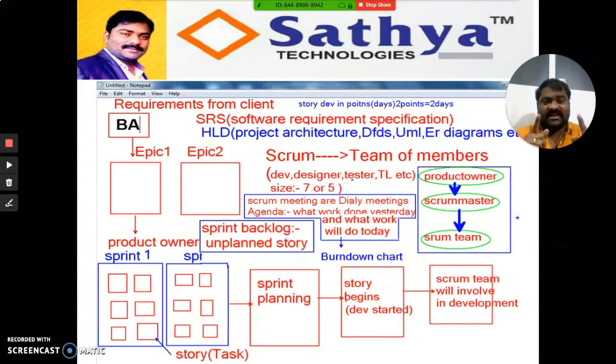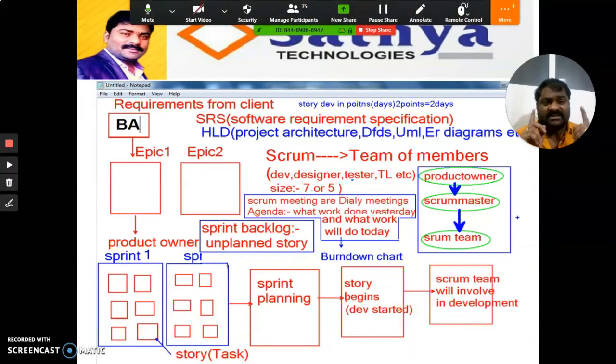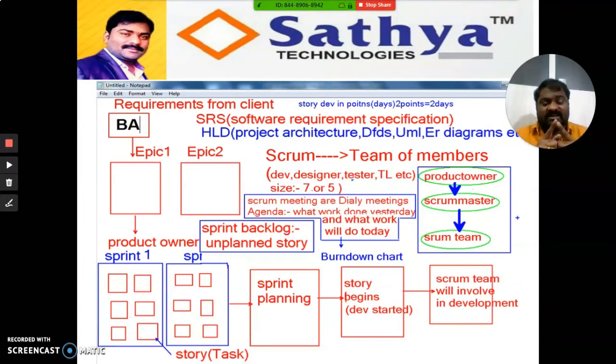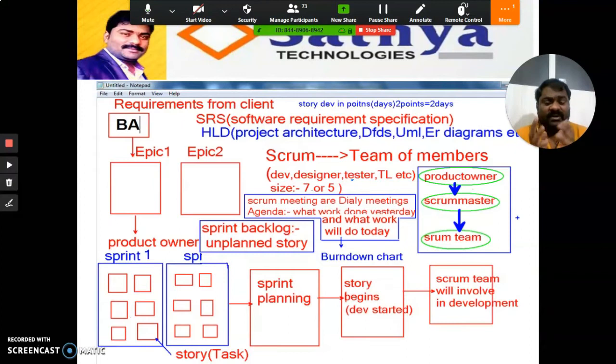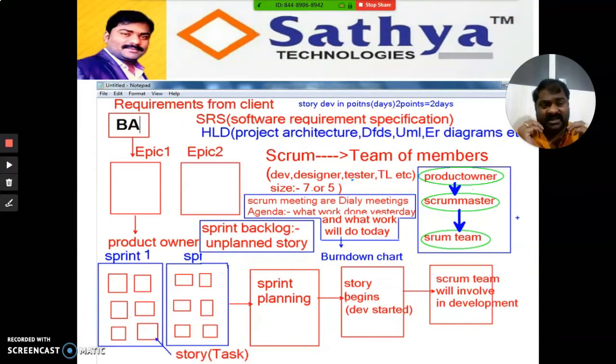The business analyst will gather the requirements from the client and prepare the document, that is the SRS, system requirement specification. Your SRS is also called an epic. An epic is a collection of stories. The planned story is called a sprint. The unplanned story is called a sprint backlog. A collection of stories is kept in one sprint. Is it clear? The stories that must be developed in the initial stage are kept in the sprint. The stories that will be developed in future or later are kept in the sprint backlog.